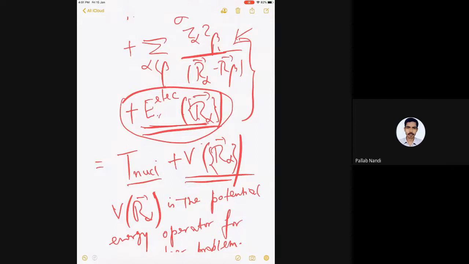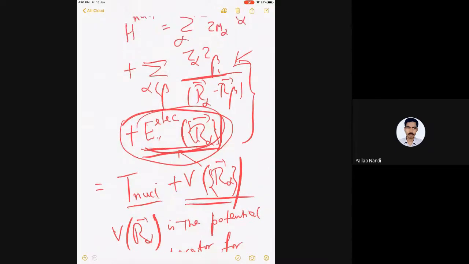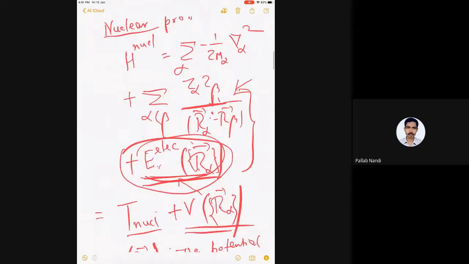However, this comes from the electronic Schrodinger equation, because one part of this V of R alpha is the E electronic of R alpha. And the nuclear part is also included. E nuclear is also a function of R alpha. That matters. So this plus this is this. This is T nuclear, right? The second and third terms are the V. So that is why it is called the potential energy for the nuclear problem.